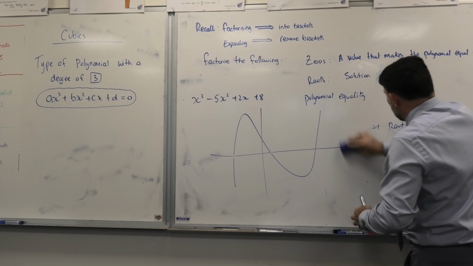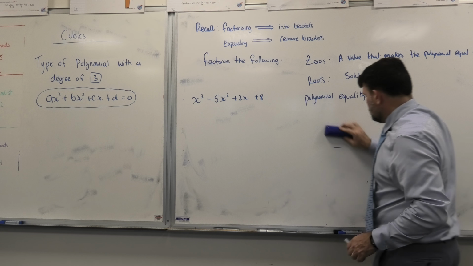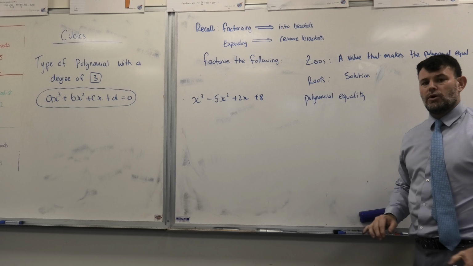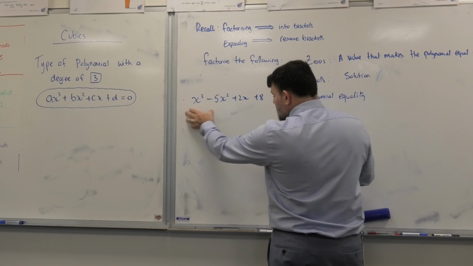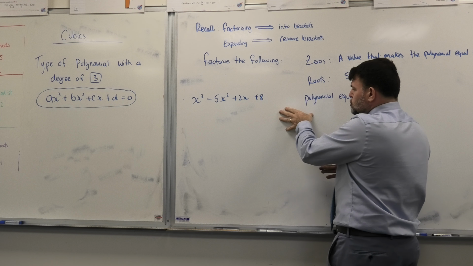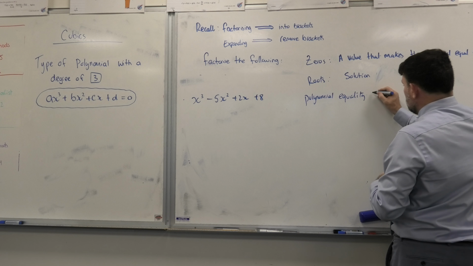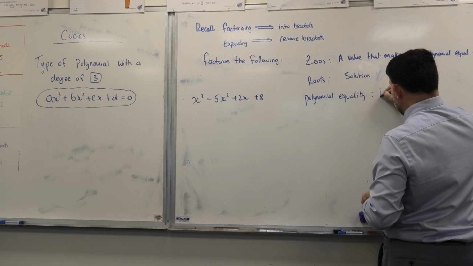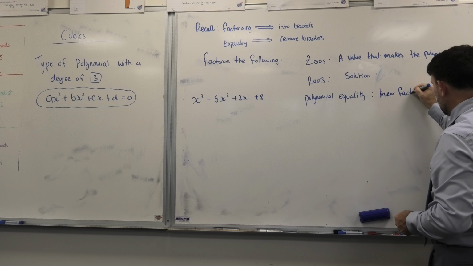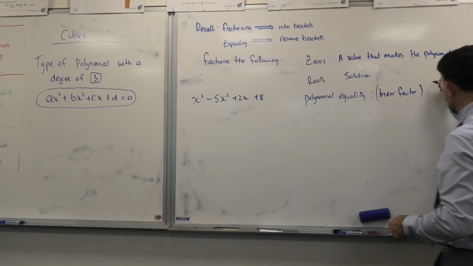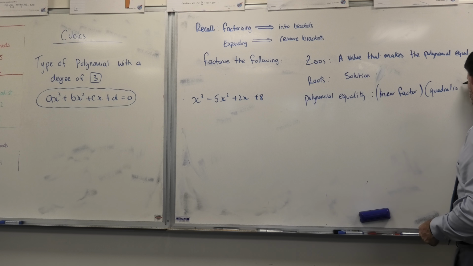What about polynomial equality? Polynomial equality is a little bit different. For polynomial equality to work, we have to be able to equate the equation with two unknown types of equations. For cubics, those two equations are a linear factor multiplied with a quadratic factor.